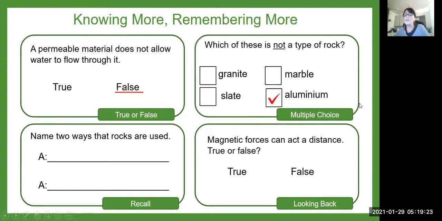Now, which of these is not a type of rock? Aluminium. Aluminium is a type of metal. Name two ways that rocks are used. For roof tiles, gravestones. I'm sure you can think of many more. And magnetic forces can act over a distance. Is that true or false? It's true. So magnetic forces can have an effect and do act over a long distance.